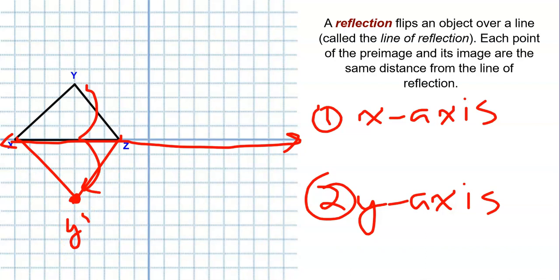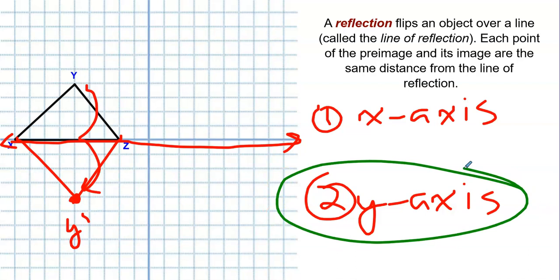For the reflection over the y-axis, again, we just count the distance to the y-axis and reflect over the same amount. So Z double prime is there. X is a distance of 2, 4, 6, 8, 9 away. So 2, 4, 6, 8, 9 away for X prime. And then Y is 5 away. So Y is 5 away here, or Y double prime.